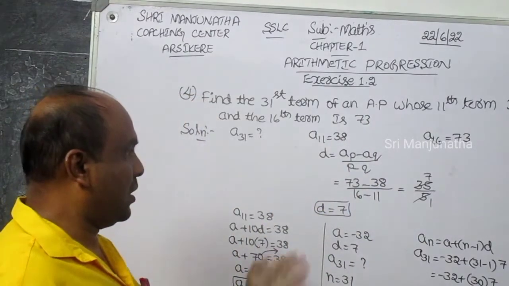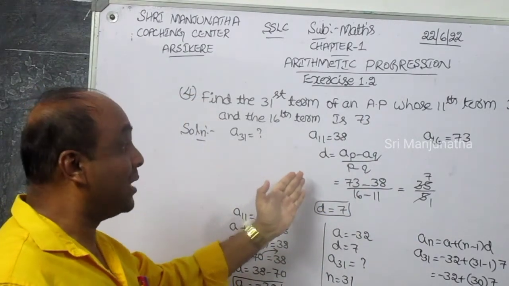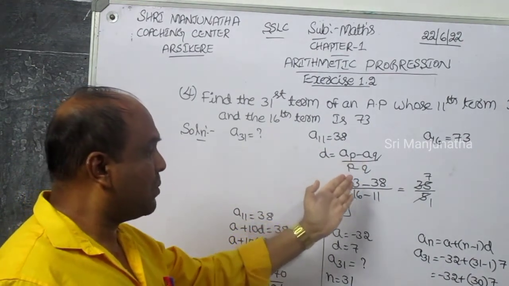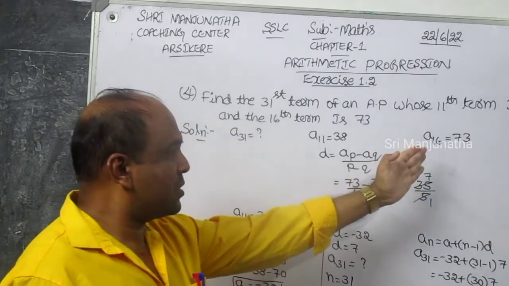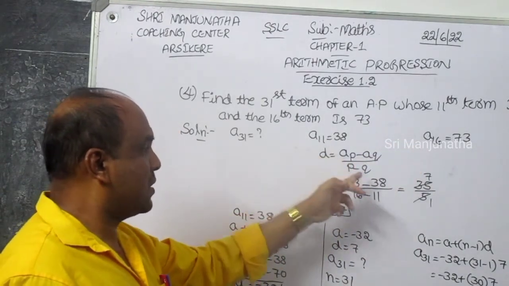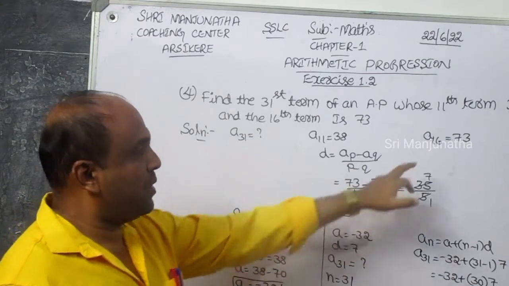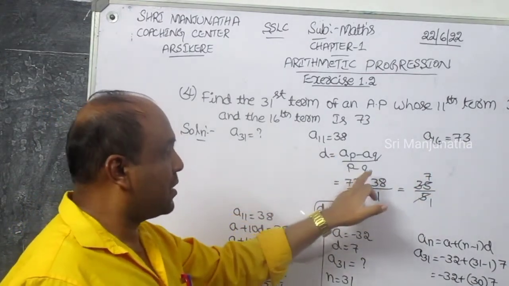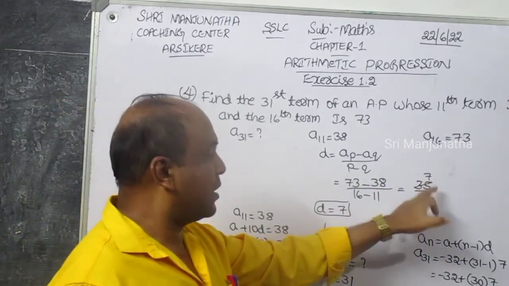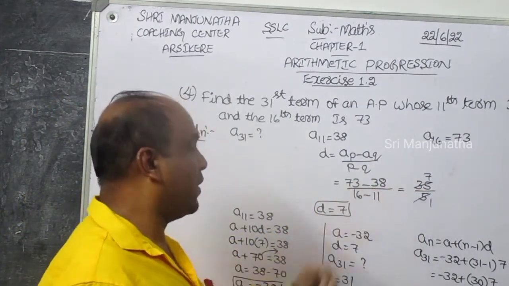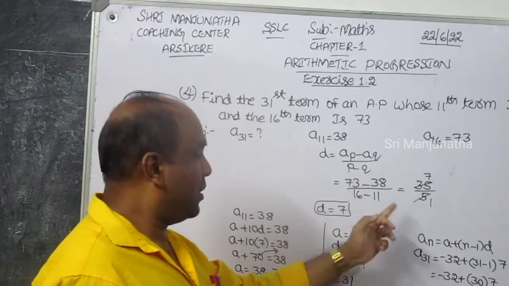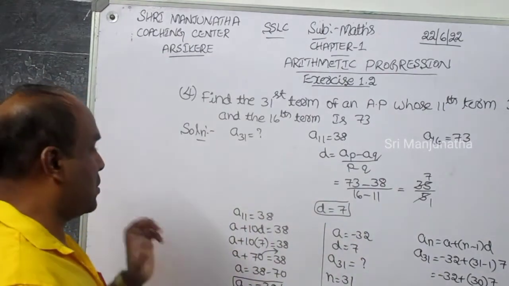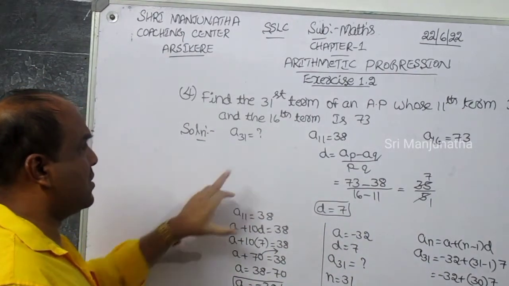We have to know the formula to find the value of D in the arithmetic progression. D equals (AP minus AQ) divided by (P minus Q). AP value is 73 and AQ value is 38. P value is 16 and Q value is 11. 73 minus 38 equals 35. 16 minus 11 means 5. 5 sevens are 35. D equals 7.